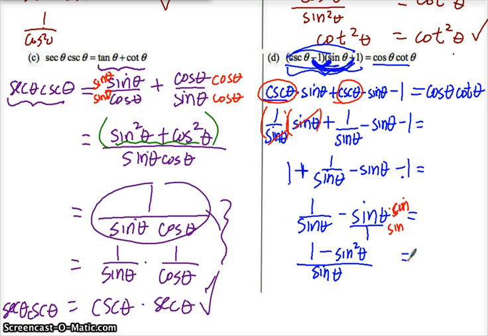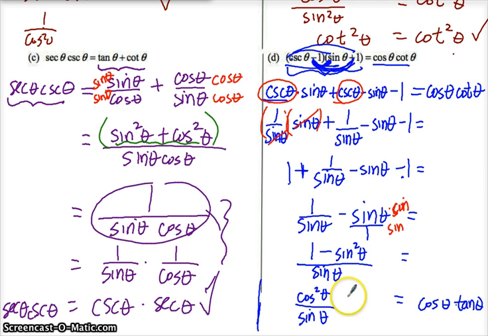Well, what is 1 minus sine squared theta? That's cosine squared theta. So now I have cosine squared theta over sine theta. And then one more step, or maybe you don't even need to do that because you can see that's the same as cosine times cotangent theta.